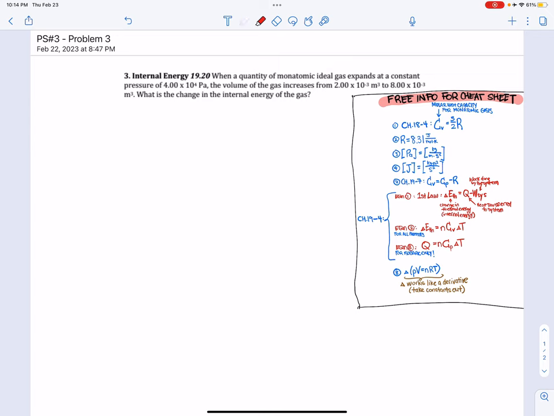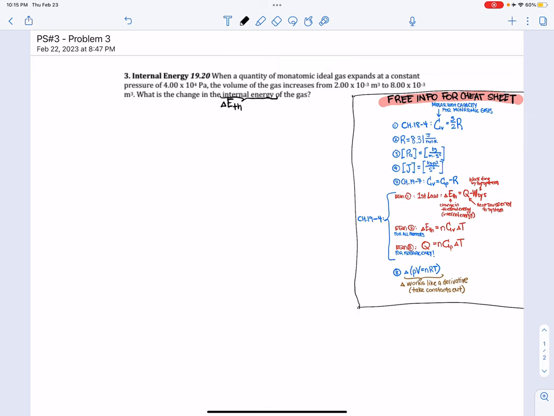Okay, well, what is internal energy? Internal energy is the same as the change in thermal energy, right? So that's another way of saying internal energy.